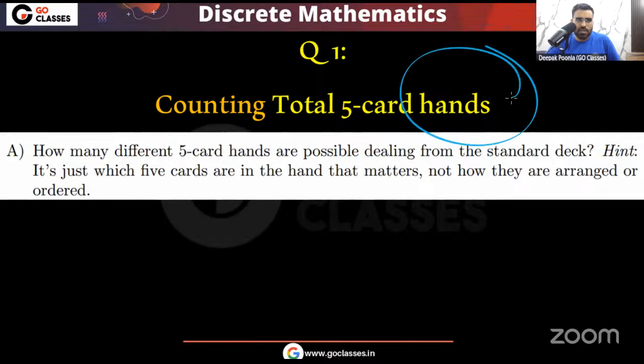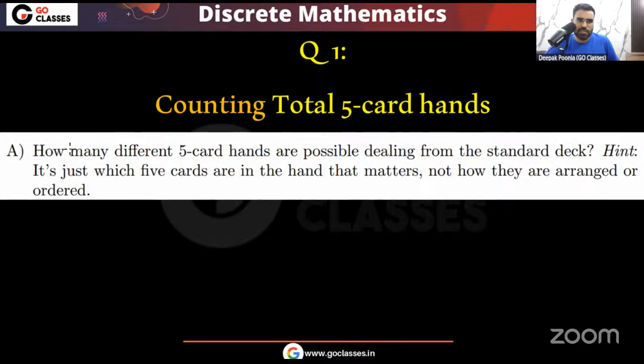Remember, in a poker hand, the order of cards does not matter. If I give you 5 cards out of 52, the arrangement of those 5 cards does not matter. Only what those 5 cards are matters. So basically in the poker game, the hand is a set of cards. This is not an arrangement of cards, this is a set of cards, so order does not matter.